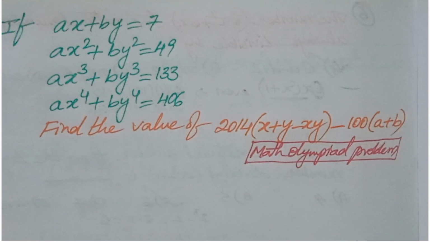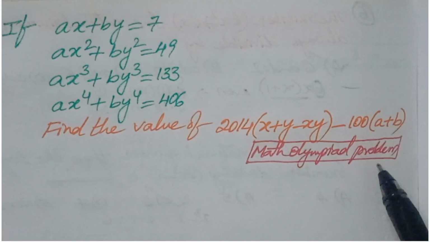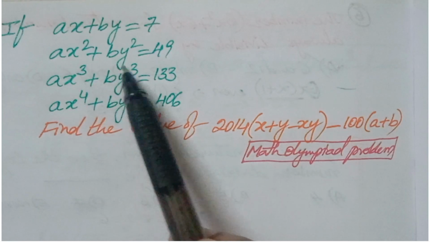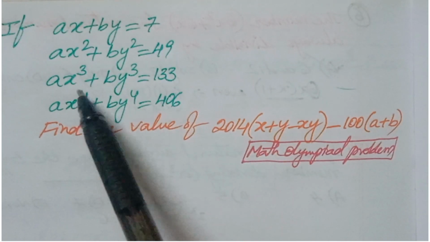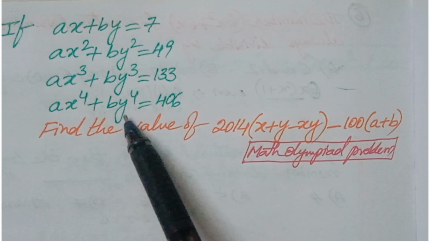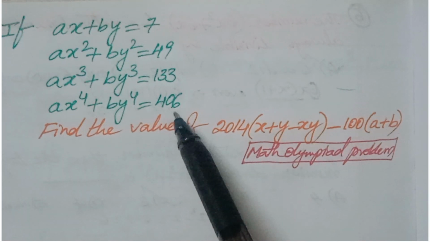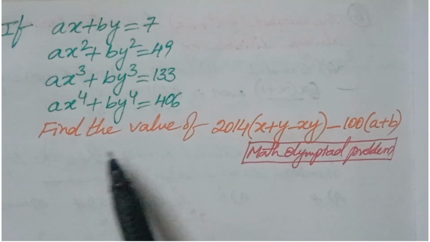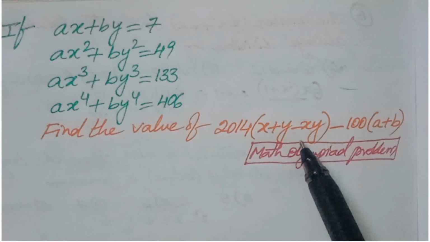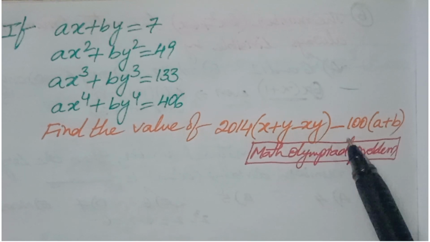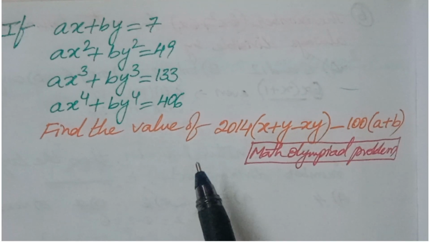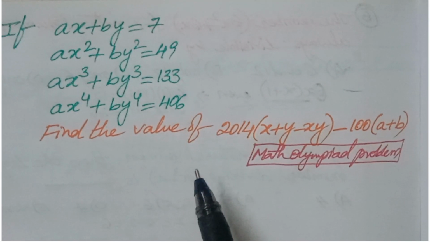So today we'll be looking at a Math Olympiad problem. The question is: given ax plus by equal to 7, ax square plus by square is 49, ax cube plus by cube is 133, ax power 4 plus by power 4 is 406. Then you have to find the value of 2014 times (x plus y) minus xy, minus 100 times (a plus b). So some logic is there, that's why this question is selected.